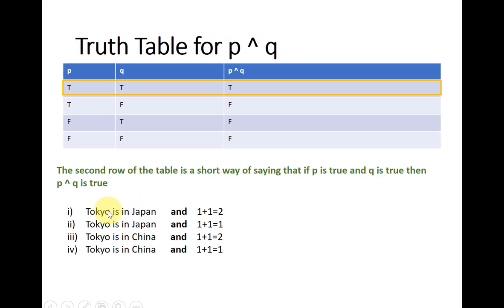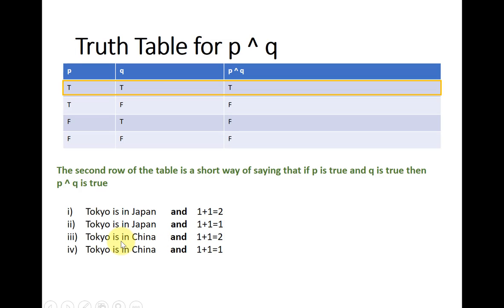So let's suppose we had this first statement. Tokyo is in Japan, which is true, and 1 plus 1 equals 2, which is also true. So both of these are true, so if I say this and this, that's a true statement. However, suppose I said Tokyo is in Japan, but 1 plus 1 equals 1. This is true, but this is not true. So if I made this conjunction, you would say, no, that's not true. The entire compound statement is not true because it asserts that both are true when they're not both true.